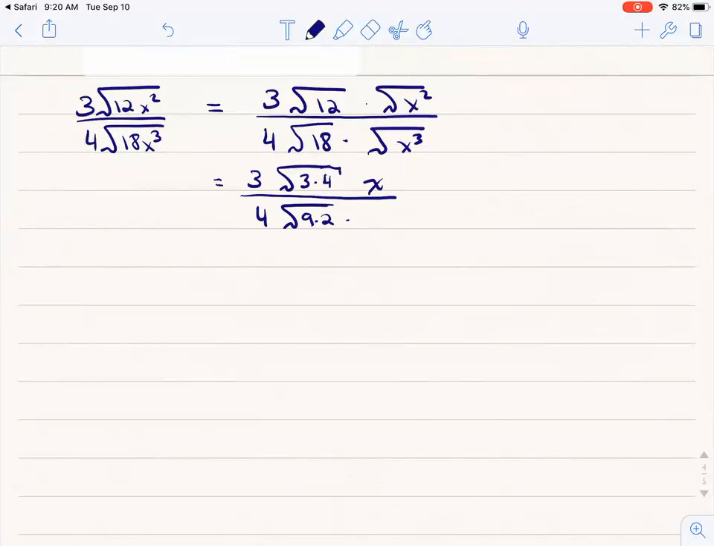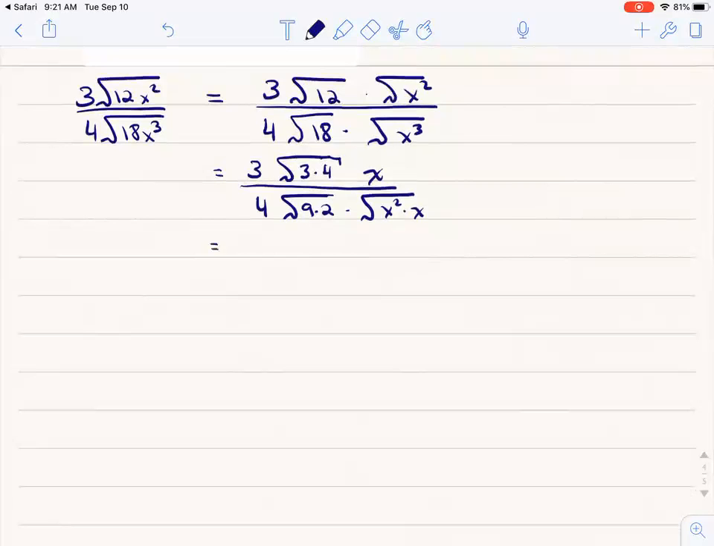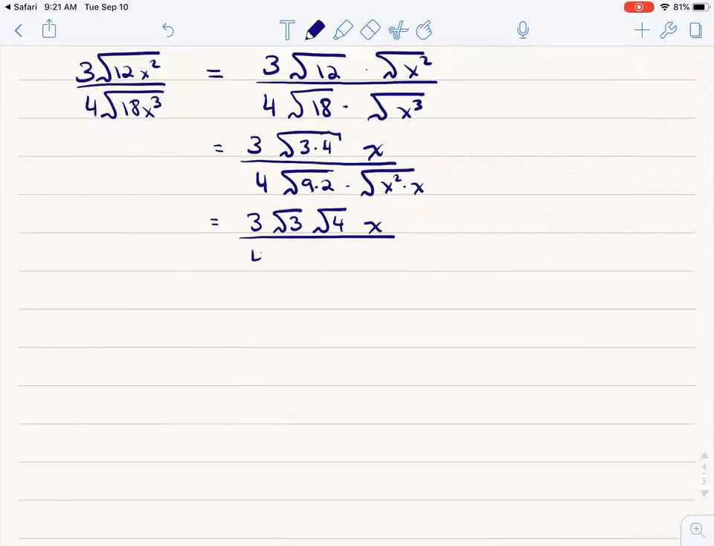And same idea with x to the power of 3. I know I'm not going to be able to take the square root of x to the power of 3, but I can rewrite x to the power of 3 as x squared times x. And at least that gives me an x squared to work with. So that's the same as x squared times x. And I can break these out, so I've got 3 times the square root of 3 times the square root of 4 times x. 4 times the square root of 9 times the square root of 2 times x. Oh, sorry, I'm not doing that yet, am I? Square root of x squared times the square root of x.